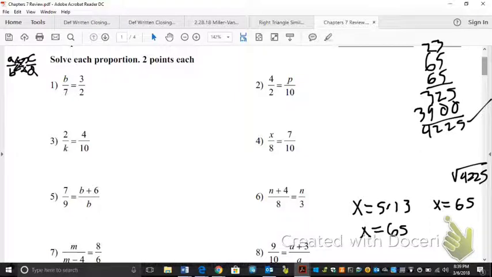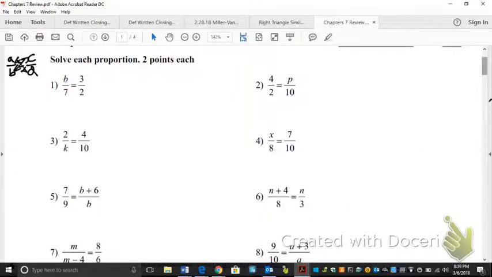So anyway, we start off with A over B equals C over D. The cross product property then says that AD equals BC. So we're going to do that for number one. We have B over 7 equals 3 over 2. So we're going to have 2 times B equals 7 times 3, or 2B equals 21.